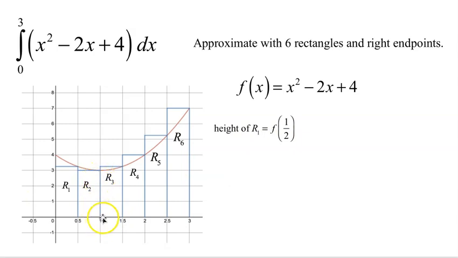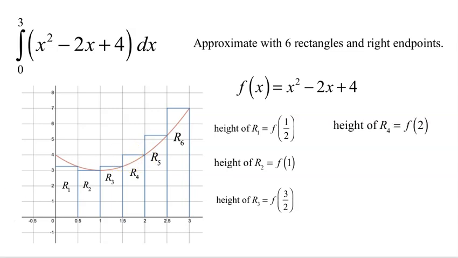The height of the second rectangle, notice the right endpoint is 1, would be f of 1. Height of the third rectangle, f of 1.5, or f of 3/2. Fourth rectangle here, the height of the fourth rectangle, it's f of 2. Height of the fifth rectangle, f of 2.5, or f of 5/2. And the sixth rectangle is f of 3, is the height there.